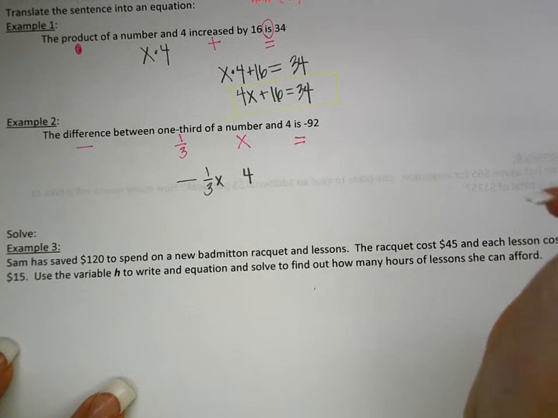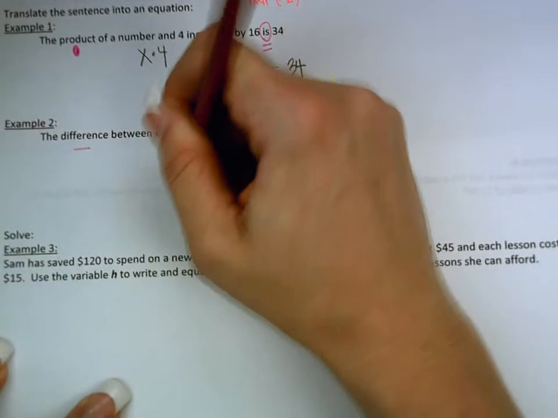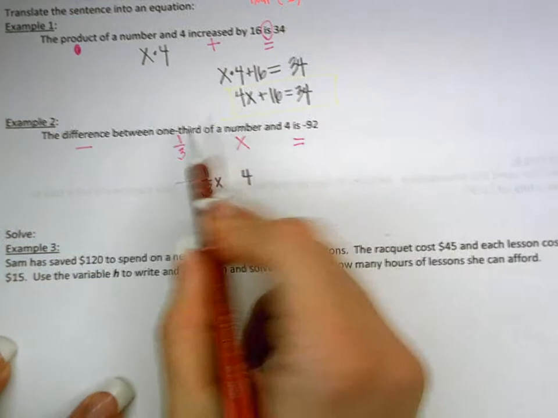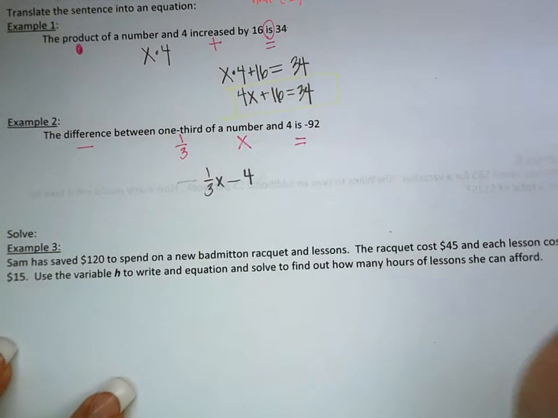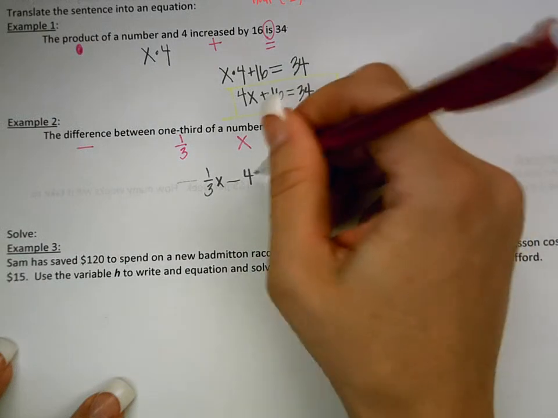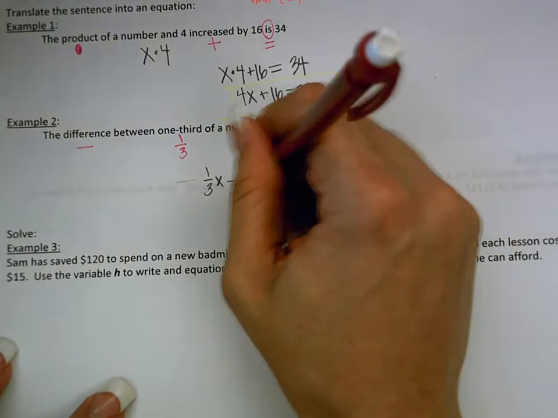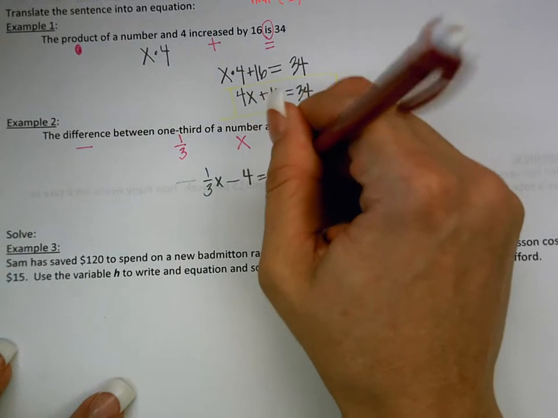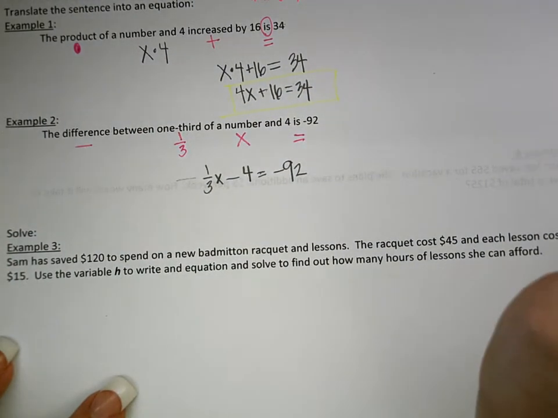We have to put the minus in between them. So you always write them in order of your sentence. Since the 1/3 of a number is first, and then it's the 4, we always put the minus in between them. "Is" means equals, and negative 92. That's how we write that equation. And that's it.